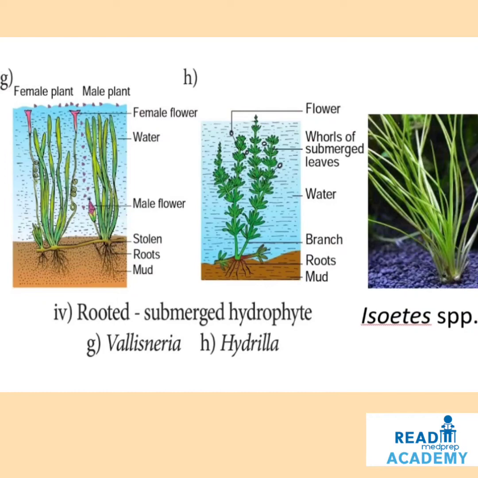In the image on the left side you can see the rooted submerged hydrophyte Vallisneria with the long ribbon shaped leaves, and the male flowers are being released inside the water which come to the surface. The female flowers are seen floating on the surface of water, and these male flowers cause pollination of the female flowers, and the plant is fixed to the soil by the stolon and the roots. In the middle image you can see the Hydrilla, where the flower is seen, the whorls of submerged leaves are seen, and the stolon is seen fixed to the soil. In the right side image you can see the Isoetes species fixed to the mud with the ribbon shaped leaves.